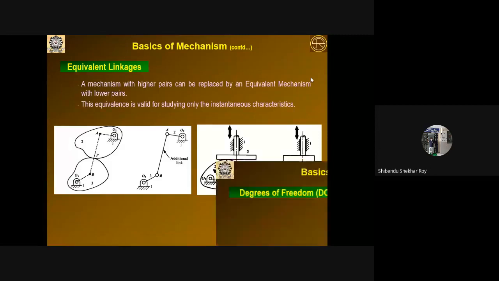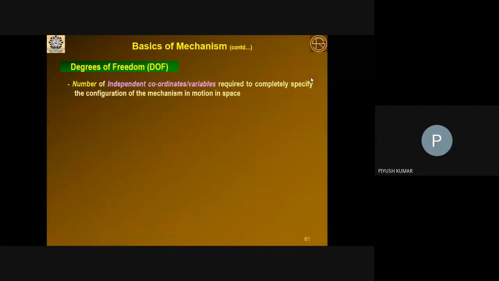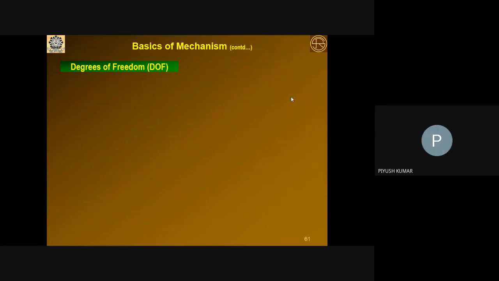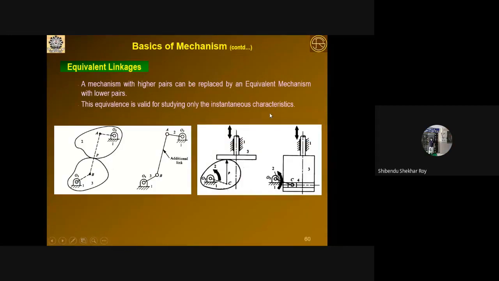Only the instantaneous characteristics. Sir, can you tell me what it means by instantaneous characteristic? At any particular time instant, if you would like to find out the position or displacement, velocity and acceleration, that will be valid for that particular time instant. This equivalent concept is valid only for kinematic analysis.